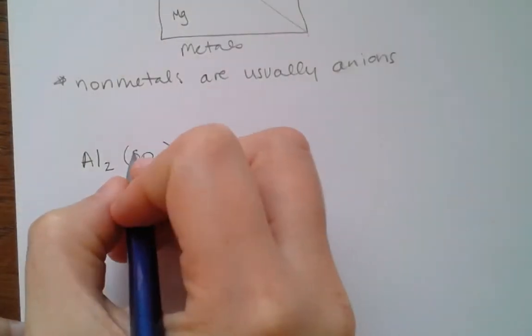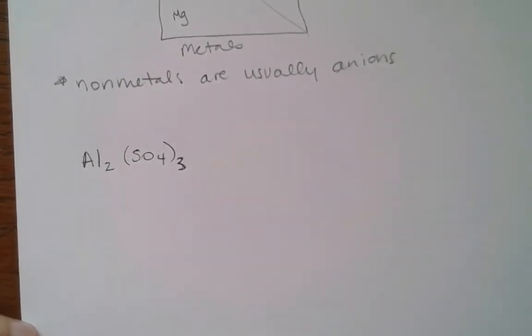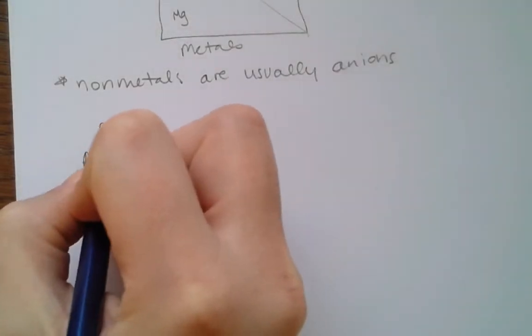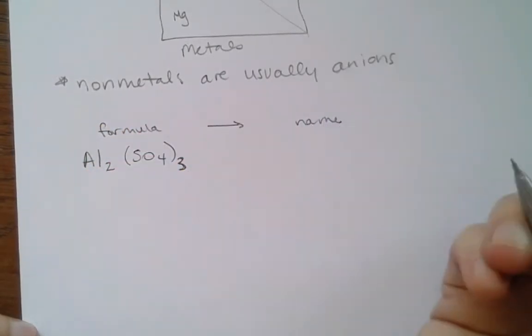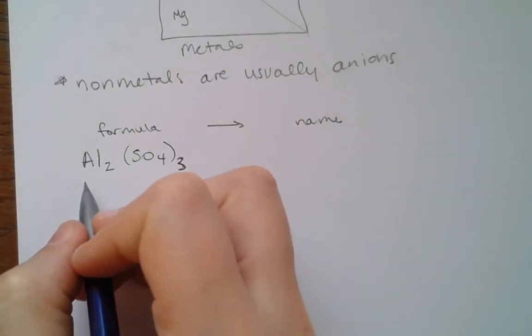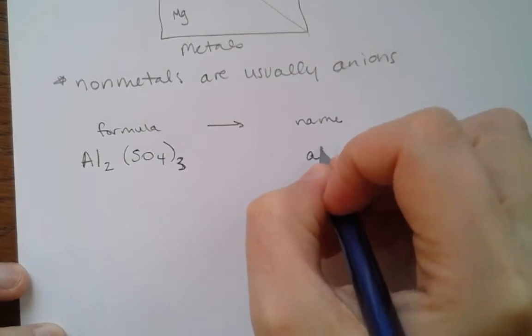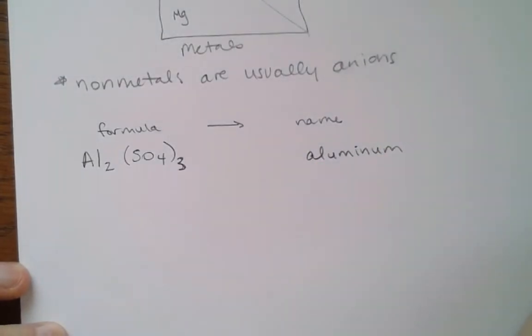And formulas to names is kind of nice because you actually don't have to worry about the math. I'll show you anyways because I want to give you a little bit more practice with it. But to write the name, here's the formula. It's possible you recognized Al right off the bat as aluminum. And then the only thing you have left to do is figure out what that is.